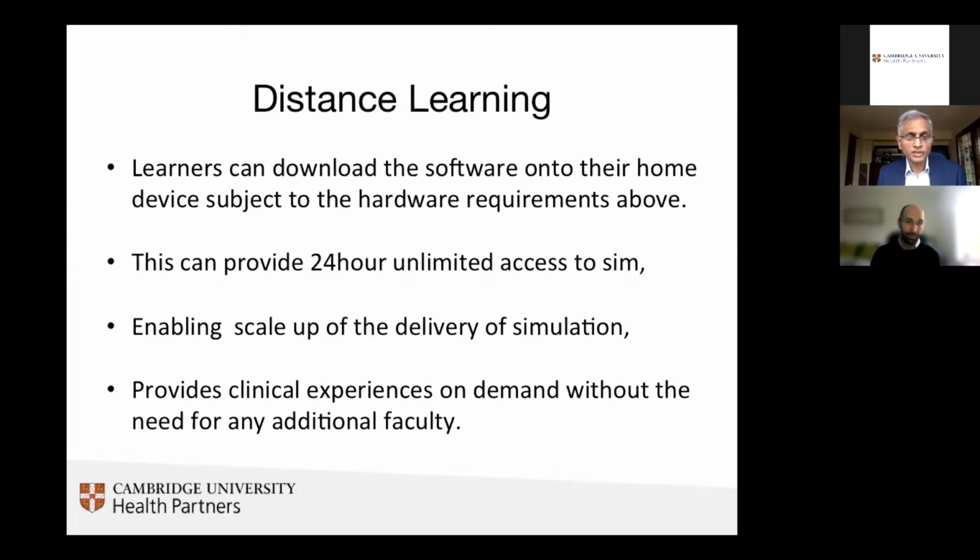But I think what's really useful is the ability to do this from a distance. So one can take the headset home, or to wherever the student wants to do the training session, download the software, and then do the simulated scenario from a distance. Obviously without faculty, but it allows 24 hours unlimited access, and you can do it where and when you wish to.